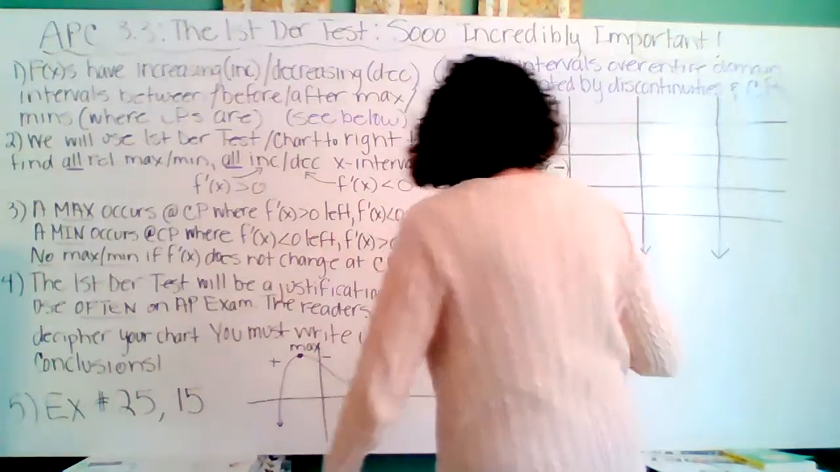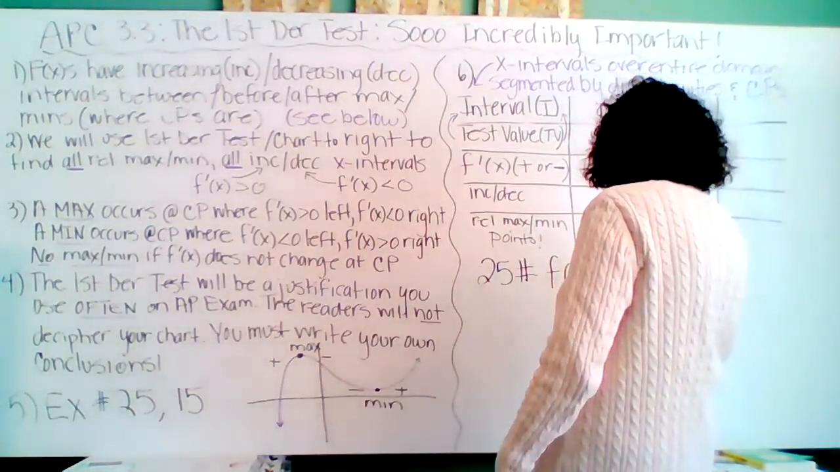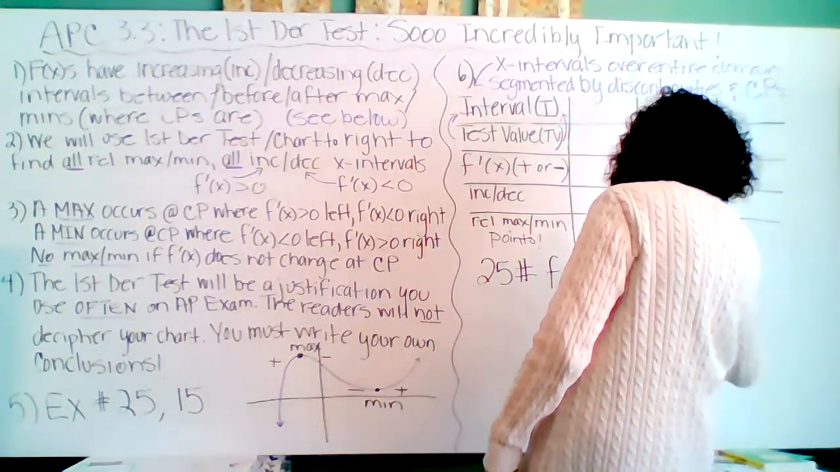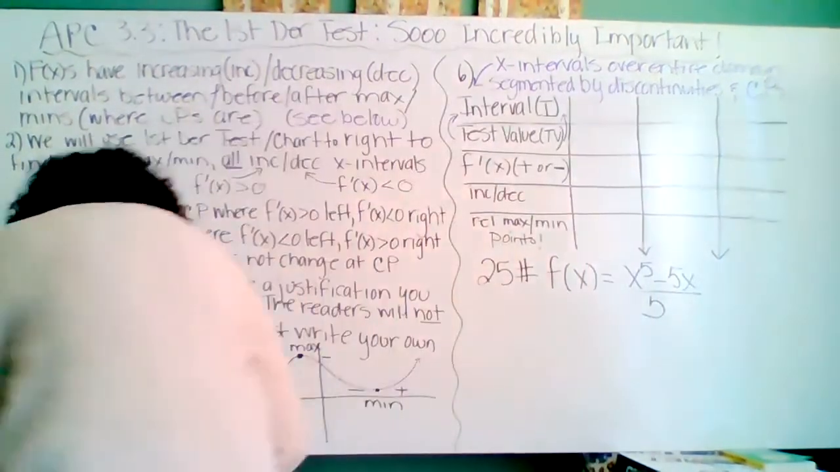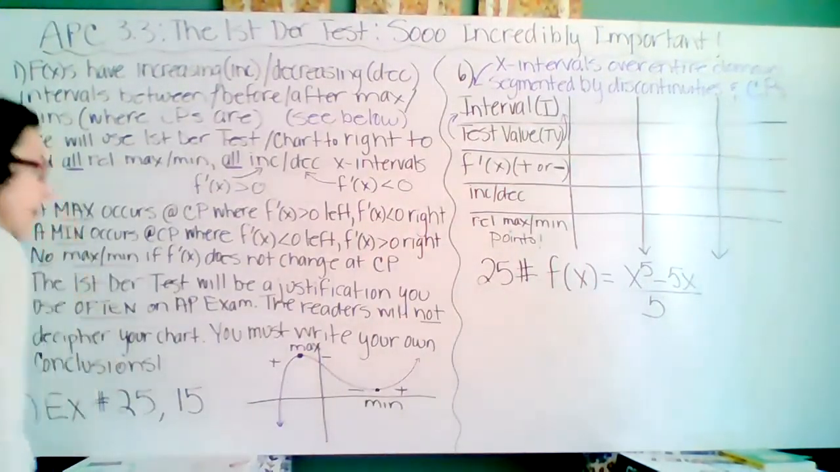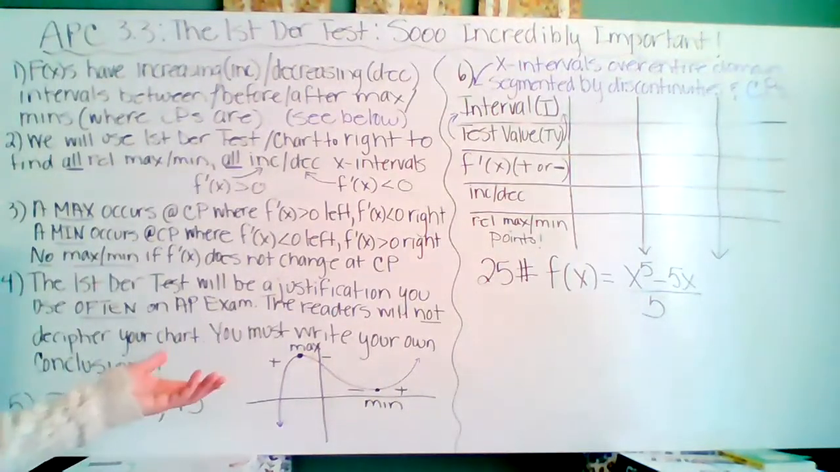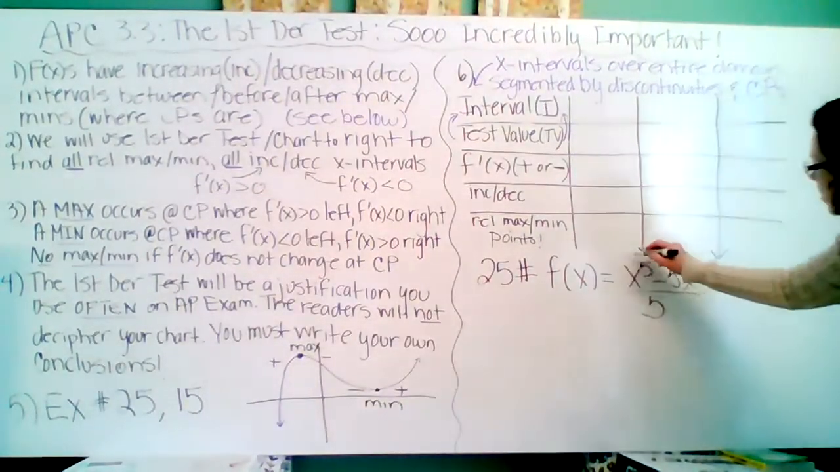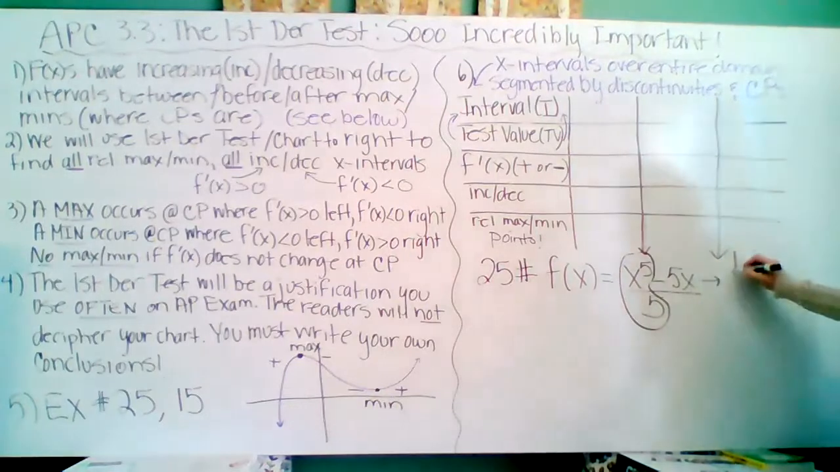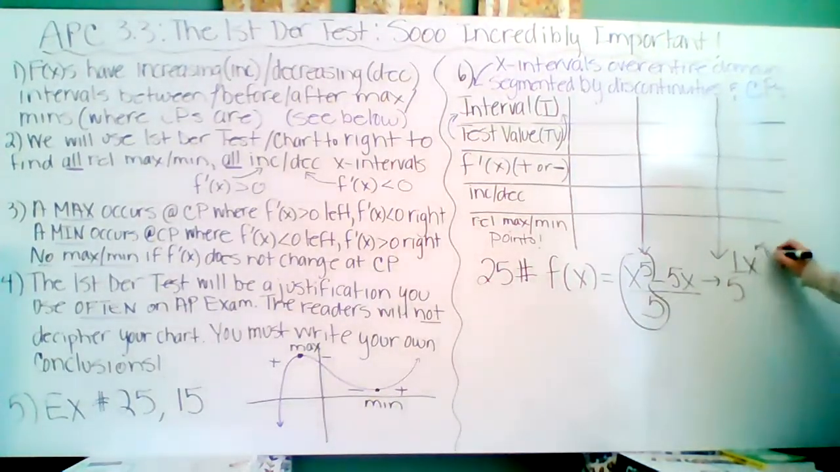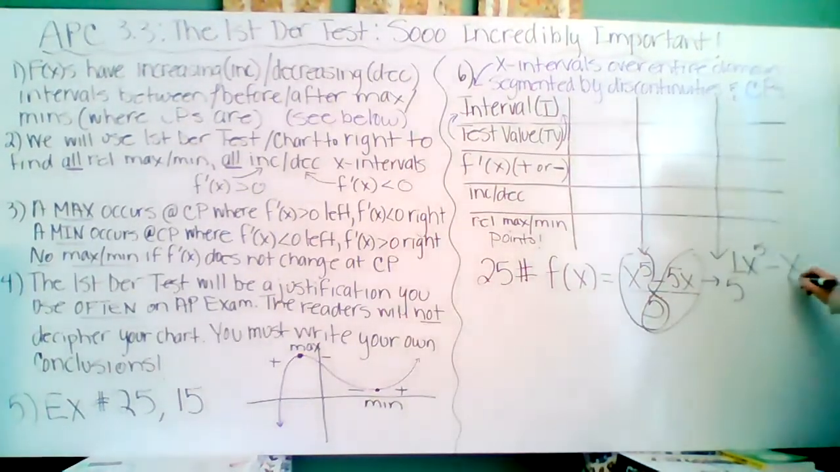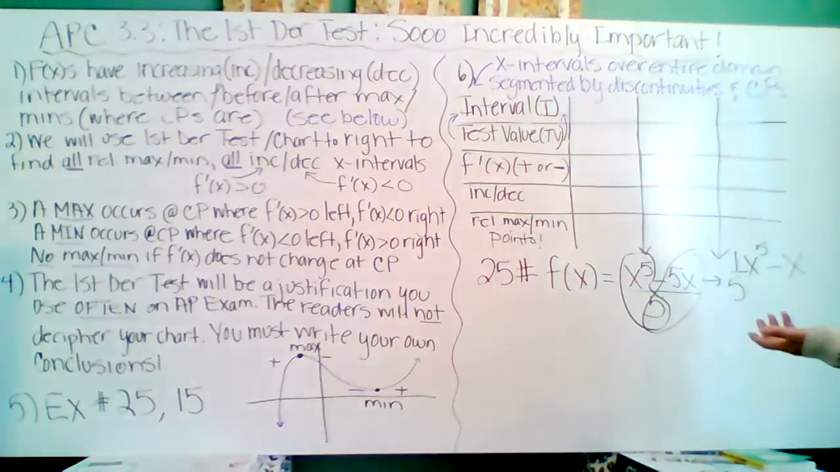On number 25, they give a function x to the 5th minus 5x, over 5. There we go. Let's make sure that I wrote that right on number 25. I did. Okay, so I think that it's actually best to write this function though. You can keep it like it is, but I'm going to separate it into 1/5 x to the 5th minus, right? And then we have x here.